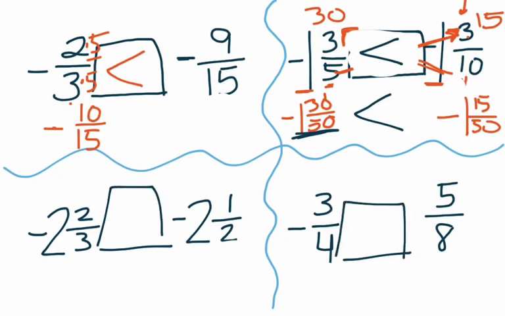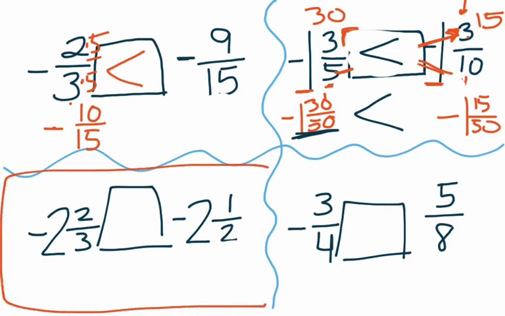Starting with this problem over here on the left, I could use those cross products, or I could just multiply by the other denominator. So let's all use cross products again to show you that way. I'm going to do 3 times 1, and again skipping the whole numbers because they're the same. 3 times 1 is 3, and 2 times 2 is 4.